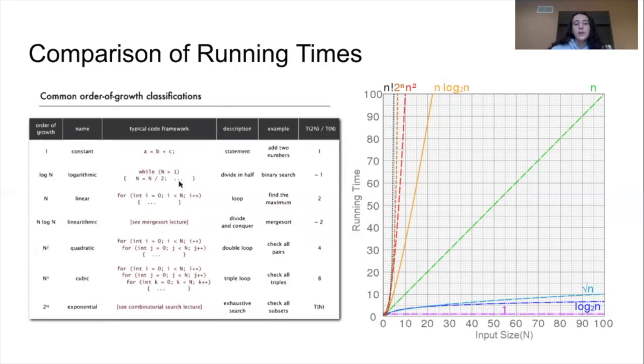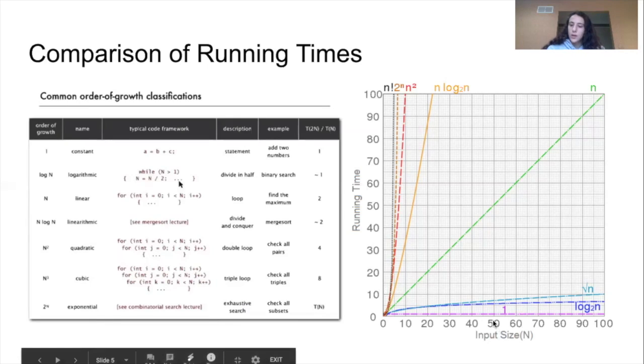So the simplest, fastest order of growth is 1, called constant, because it is not affected by n at all. An example of this would be just a statement such as a equals b plus c. No matter how many points of data are inputted into the code, a equals b plus c will take the same time to run no matter what, and that's shown here in purple as a constant line on the graph.